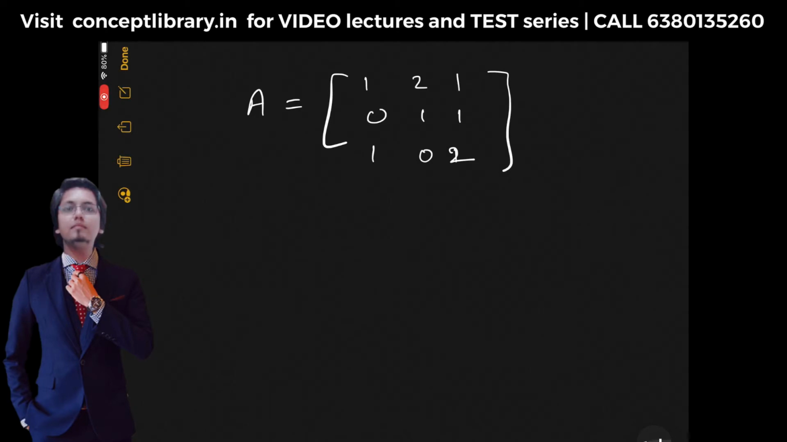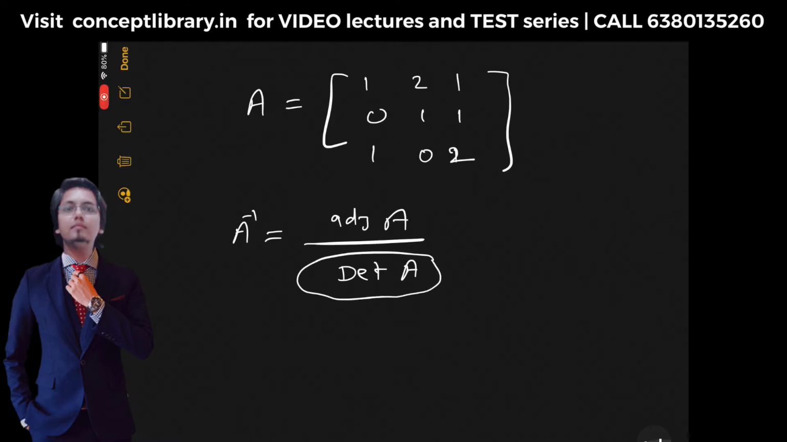So your trick is, first of all, we know the formula. If you want to find out A inverse, what is the formula? Very quickly, we know the formula: adjoint A divided by determinant of A, right? Det A. So det A anyhow we have to find out quickly. So first of all, let's find out det A quickly. So det A, this is a symbol for det A.